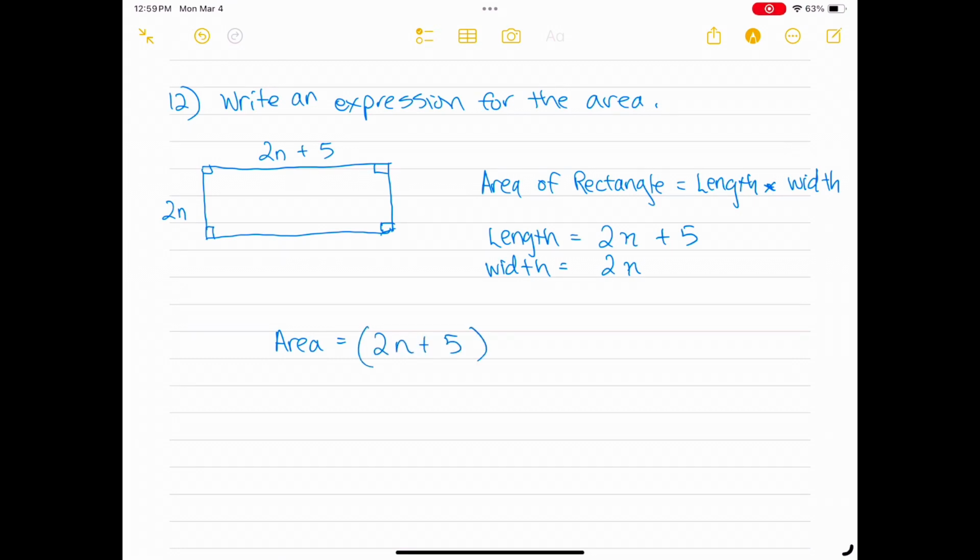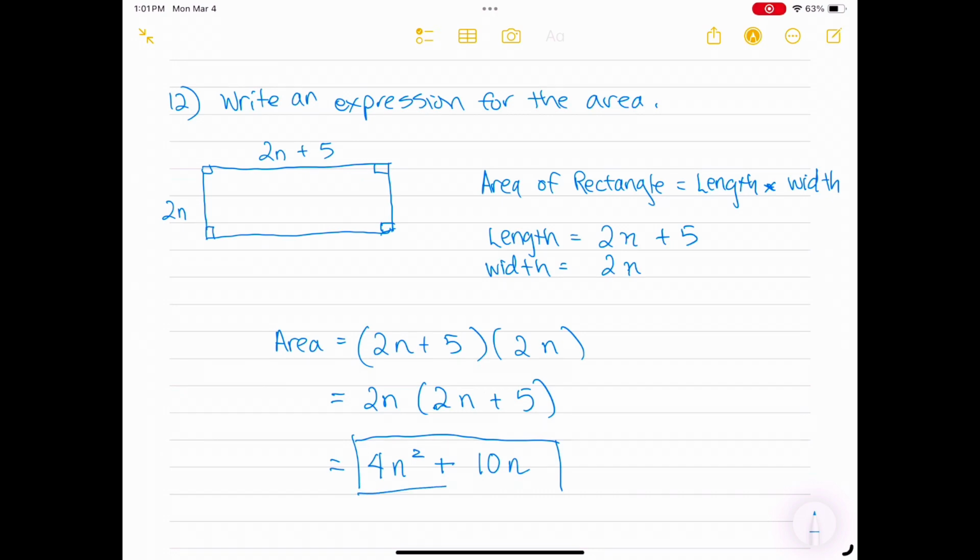And we use the commutative property of multiplication to flip those terms around to end up with 2n times open parentheses 2n plus 5 close parentheses. And using the distributive property, we multiply 2n with each of the expressions within the parentheses to end up with 2n times 2n, which is 4n squared, and 2n times 5. So we keep the addition sign and we end up with 10n.